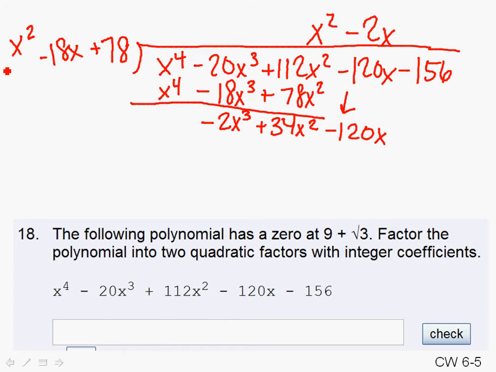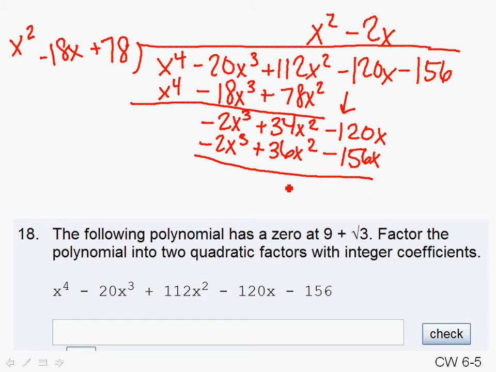Multiplying negative 2x by x squared gives us negative 2x cubed. Negative 2x times negative 18x gives us positive 36x squared. And negative 2x times 78 gives us negative 156x. Again, we subtract these terms from the ones above, which leaves us with negative 2x squared, positive 36x, and we bring down the negative 156.